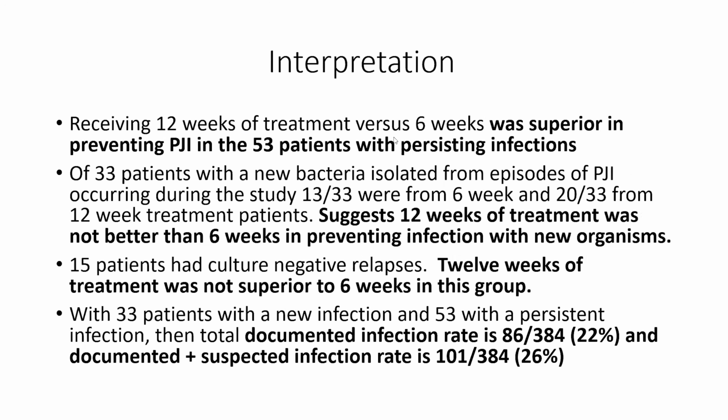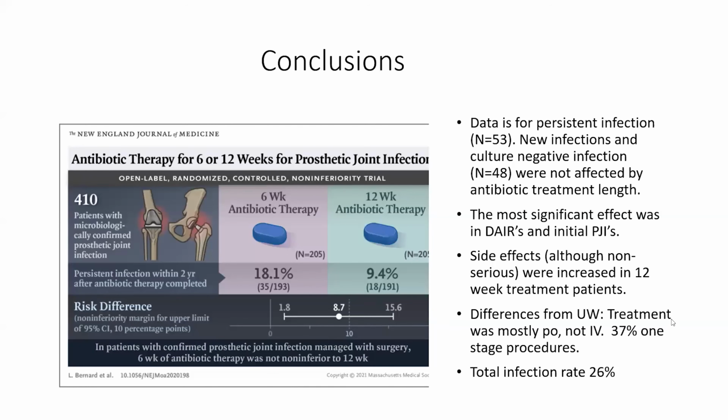So it looked like the 12-week treatment versus 6 weeks was superior in preventing PJI with persisting infection, was not superior in preventing infection with new organisms, and also not more effective in culture-negative relapses with no organisms. These patients also had pretty high infection rates. If you took documented and suspected infection rate, it was 26%. So these were probably also complex patients with a lot of comorbidities, poor healing, et cetera. And the most significant effect was in the DAIRs and initial PJIs.